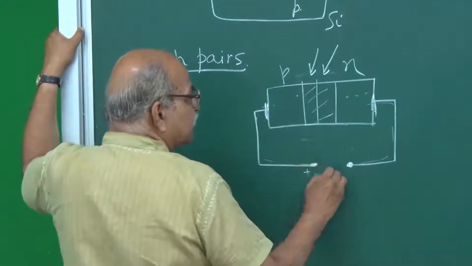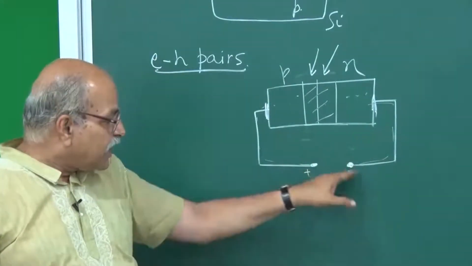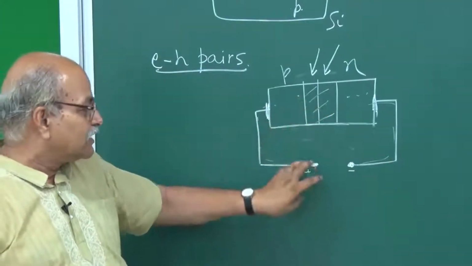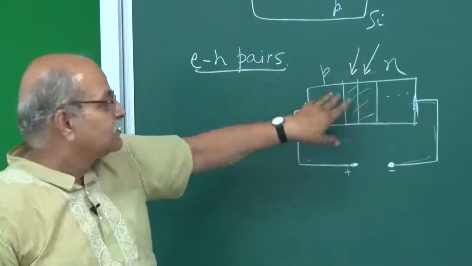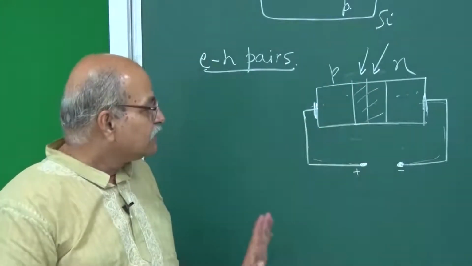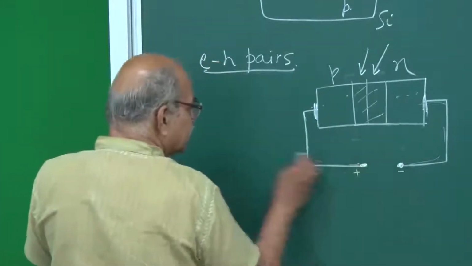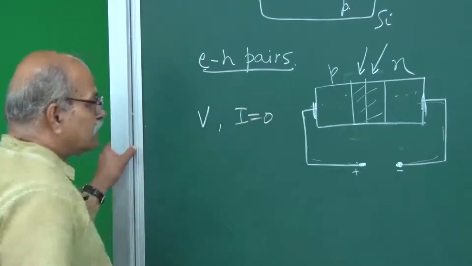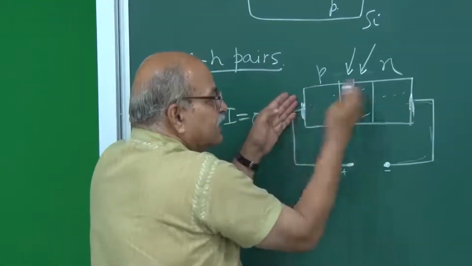So a potential will be developed, and because of that potential you have some kind of forward biasing, which at a certain concentration will balance the reverse drift current going because of this electric field, and things will be settled. So in this case you will have some potential difference here. I will be 0, there is no current, but there is a voltage difference across the p side and n side.